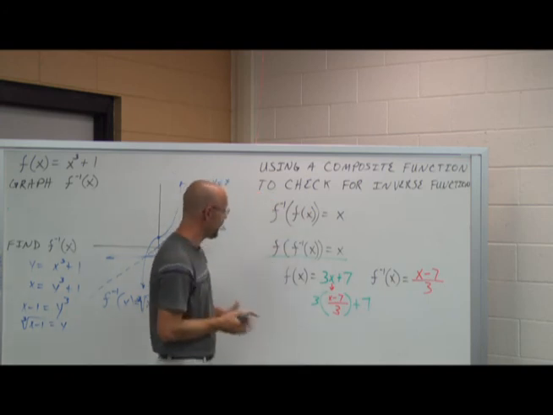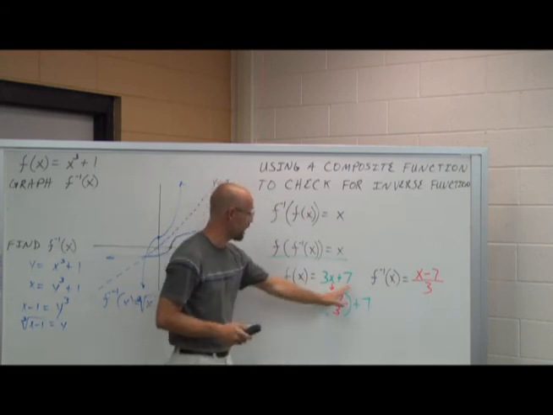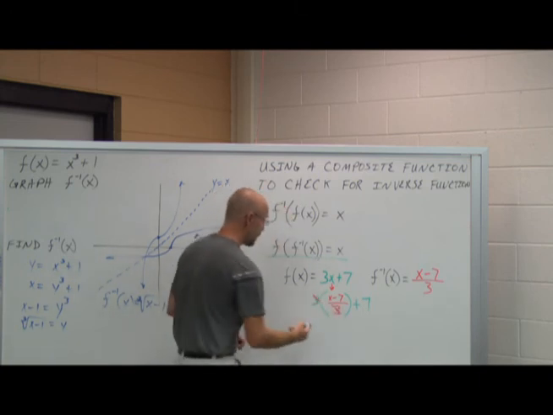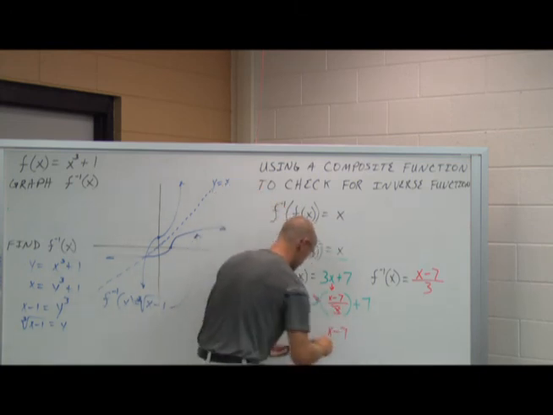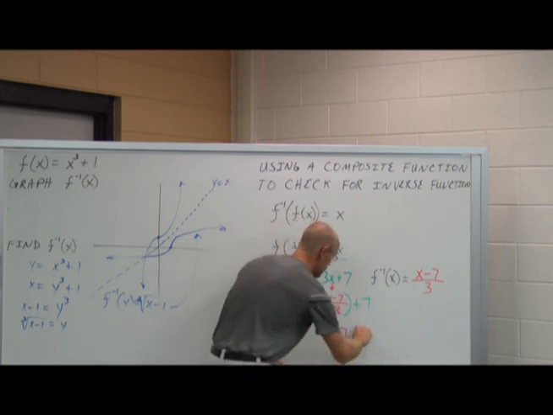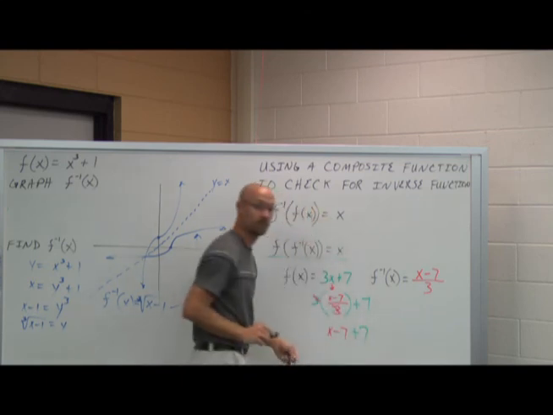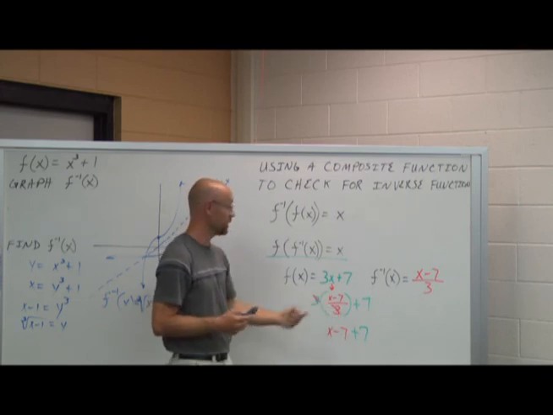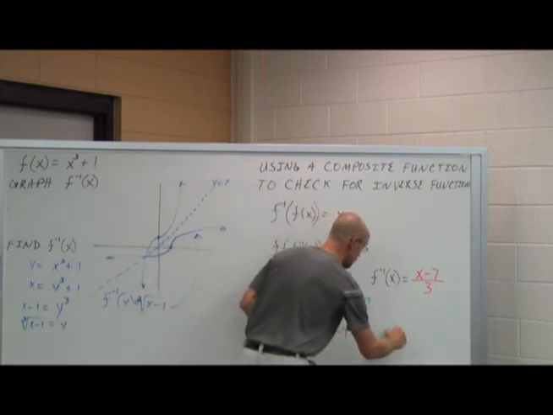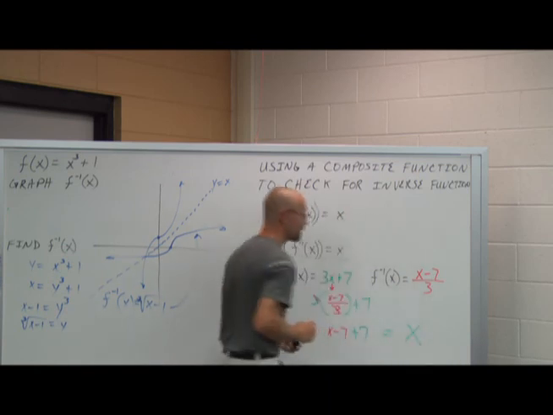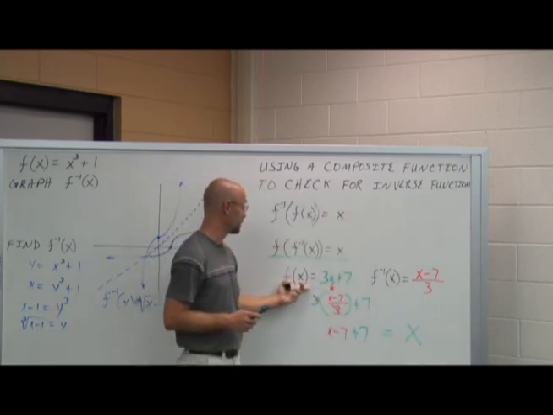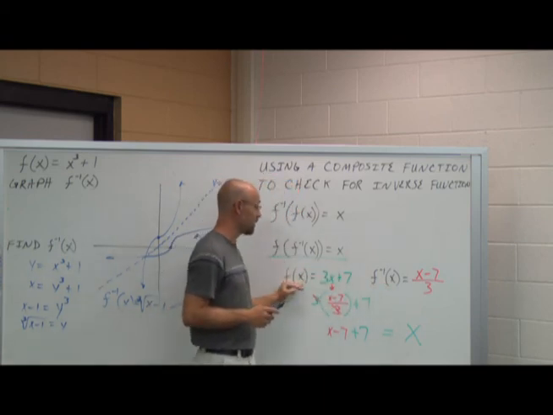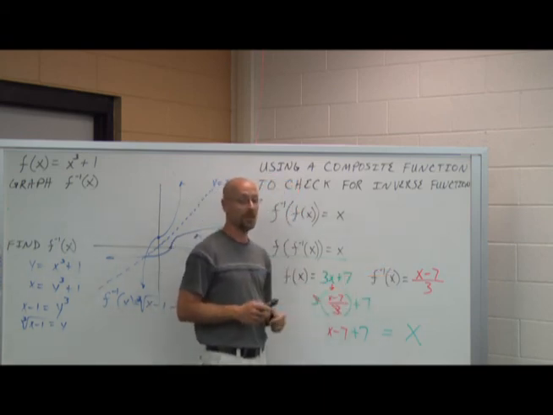Now, if I evaluate this, 3 times this quantity, my 3's can cancel out. So I'm left with x minus 7 plus 7. And x minus 7 plus 7, negative 7 plus 7, is just x. So this does, in fact, equal x. So I know that this function and this function are inverses. So I was correct to say f of x and f inverse of x.